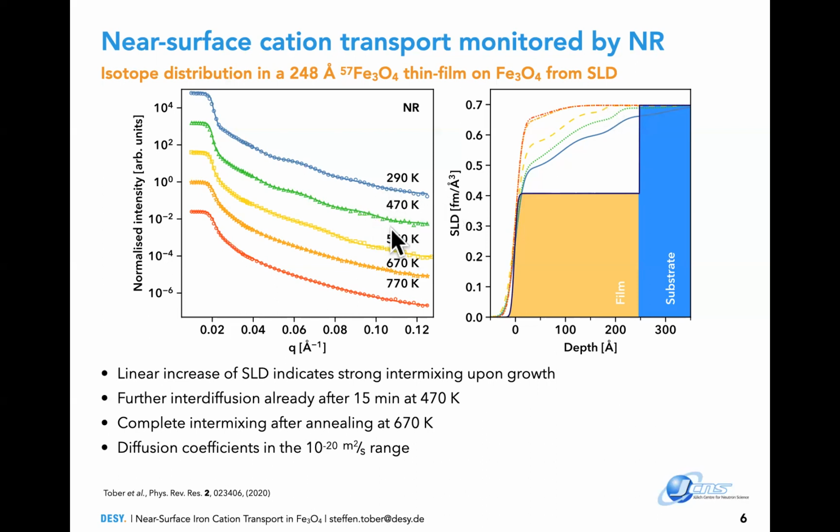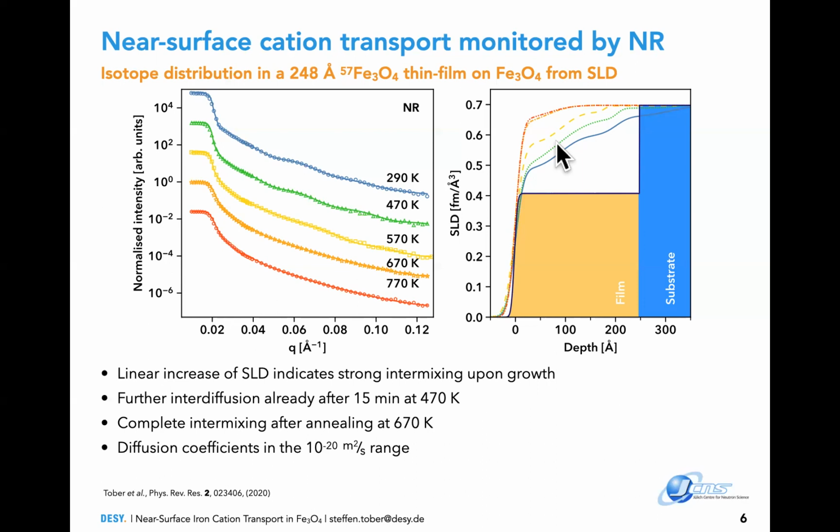However, annealing our sample only to 470 Kelvin already changed the scattering length density profile, showing that there is interdiffusion starting under vacuum annealing, at least at 470 Kelvin. And we continued heating stepwise up to 770 Kelvin, and already at 670 Kelvin, we basically had the complete intermixing of the thin film and the substrate cations.